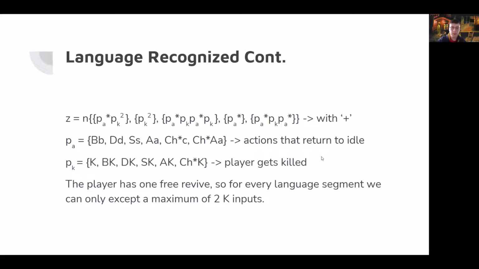So looking at two different things that can happen with P sub A, these are all the actions the player can take. And then P sub K is any situation where the player ends up in the dead state. So Z will start with N, and that goes from level start to the idle state. And then first, let's assume they have their emergency revive. If that's the case, these are all the arrangements of input that can happen.